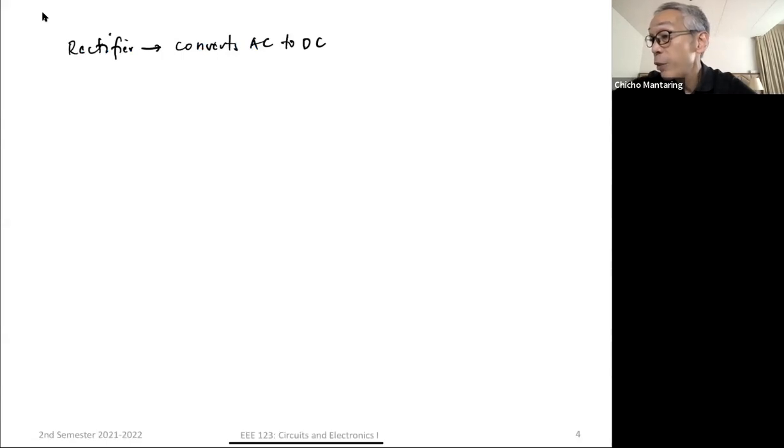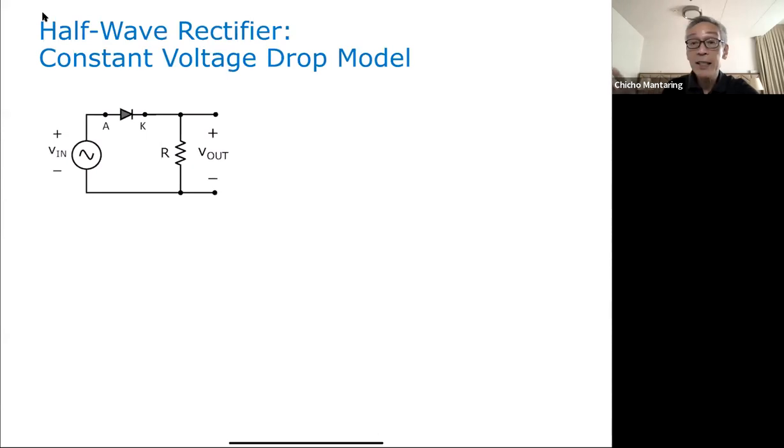Okay. Any questions with the half-wave rectifier? Ideal diode model. Okay. Let's be more refined in our analysis. This time, let's consider the constant voltage drop model.